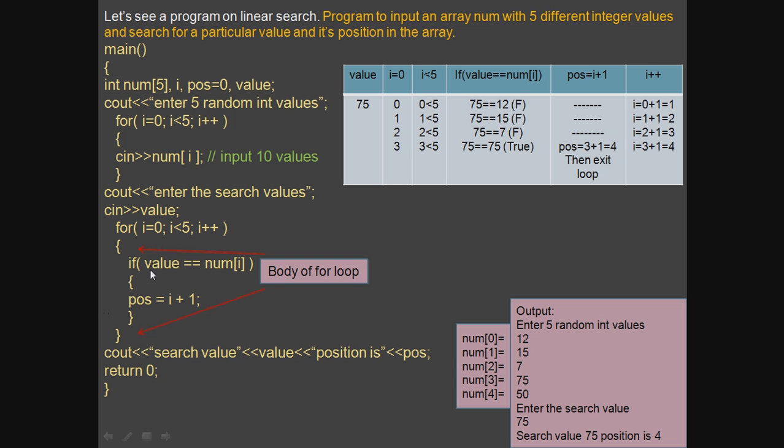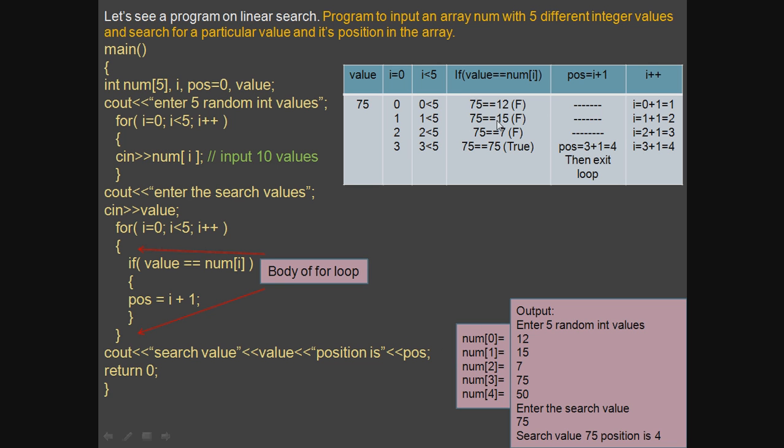So value 75 equals num i. Num i means num0. What is stored in array element num0? It is 12. So 75 equals 12 is false, so the body of the block will not be executed. You can see in this dry run method that the body is not executed. Similarly, i will get incremented, and then again the value 75 will be compared with num1, and num1 is 15.